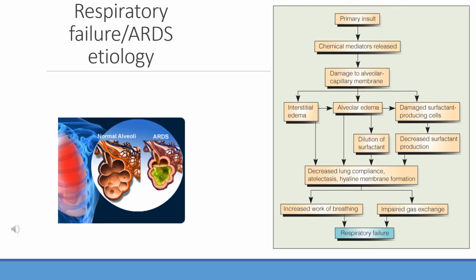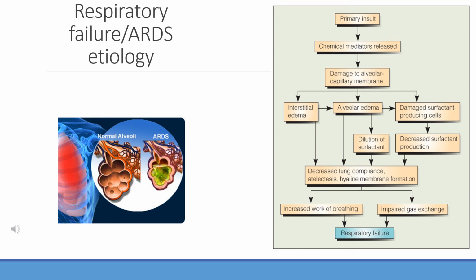ARDS, or acute respiratory distress syndrome, is a type of respiratory failure. It's the most severe form of hypoxia, acute lung injury, which results in respiratory failure related to non-cardiogenic pulmonary edema. Sepsis is the most common cause of ARDS, and sepsis due to a pulmonary cause carries the highest mortality compared to other causes of ARDS.